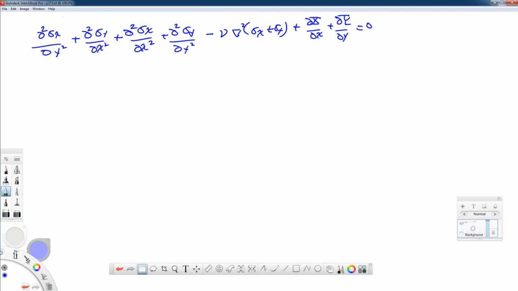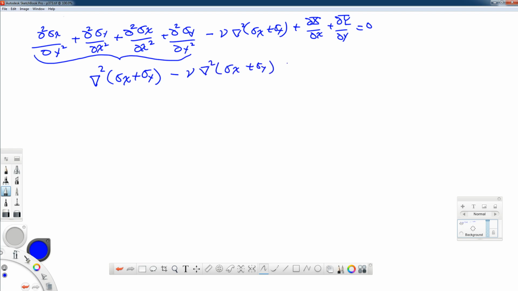Now let's look at this a little carefully here. These 4 terms put together is del squared of sigma x plus sigma y. I also have a minus nu del squared of sigma x plus sigma y. And then I have these body force terms over here. Probably be a good idea to go ahead and review what del squared is equal to. Okay, so let's do that in 2D.